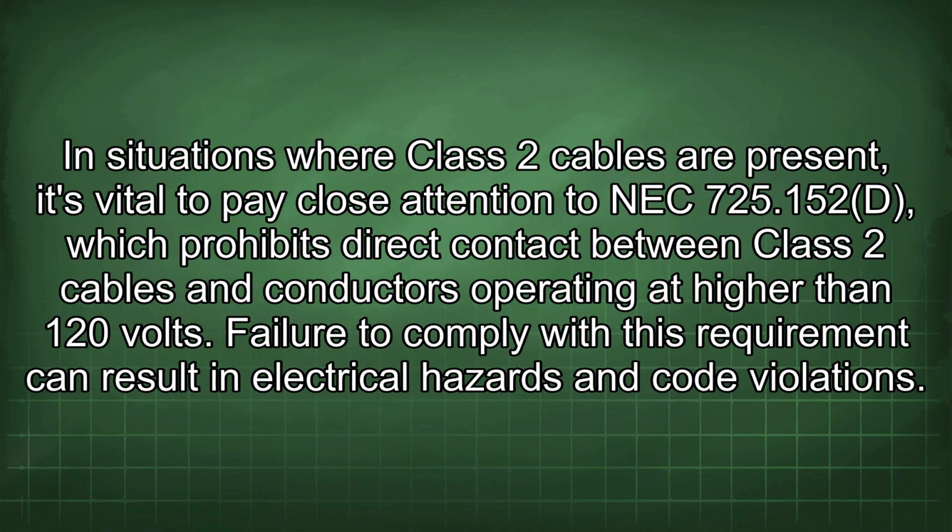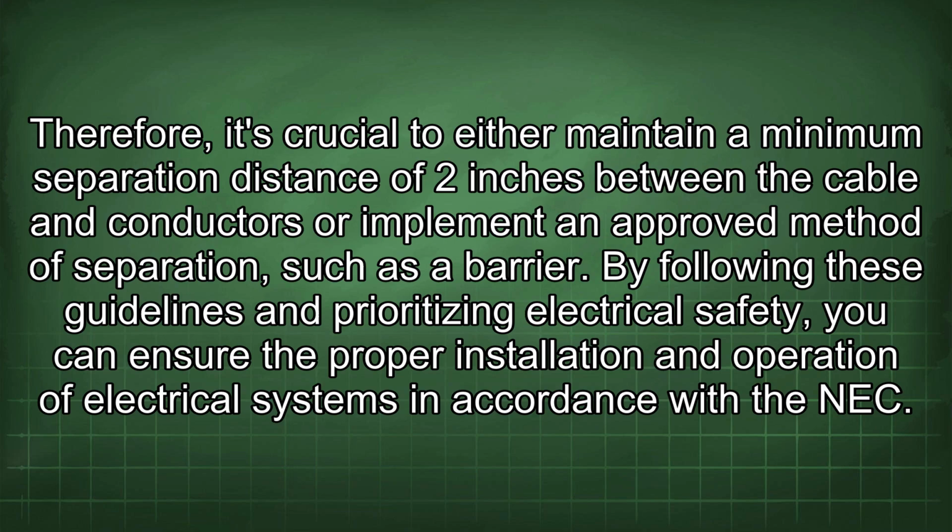In situations where Class 2 cables are present, it's vital to pay close attention to NEC 725.152(D), which prohibits direct contact between Class 2 cables and conductors operating at higher than 120 volts. Failure to comply with this requirement can result in electrical hazards and code violations. Therefore, it's crucial to either maintain a minimum separation distance of 2 inches between the cable and conductors or implement an approved method of separation such as a barrier.